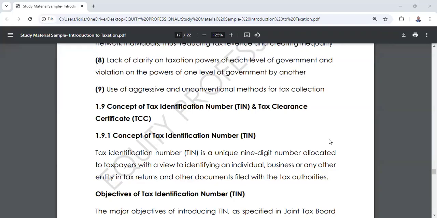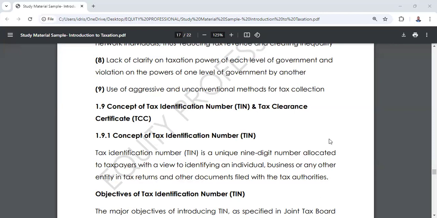Concept of tax identification number. What is tax identification number? Tax identification number is a unique number allocated to the taxpayer by the tax authority for the purpose of identification of the taxpayer. A unique number is normally a 9-digit number that is allocated to the taxpayer by the tax authority for the purpose of identification during tax return or payment of tax.